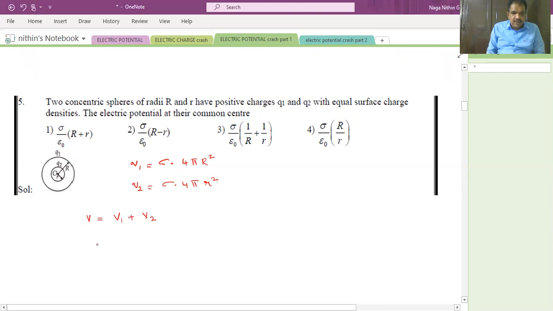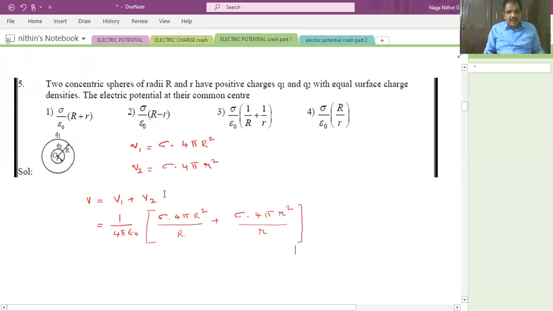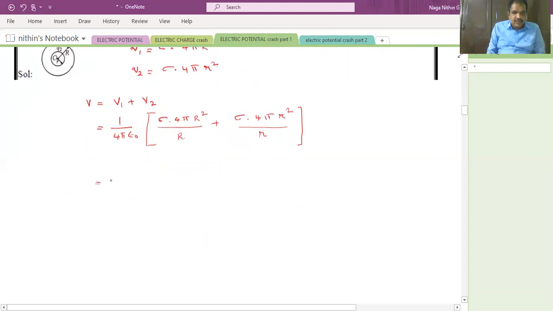So due to the outer sphere, it will be there. Due to the inner sphere, it will be there. For both V1 and V2, 1 by 4 pi epsilon naught is common. So here Q1 by radius means sigma into 4 pi capital R square by capital R. And for this, sigma into 4 pi small r square by small r. So what we will get here, see. So this is equal to 4 pi sigma, you take common.